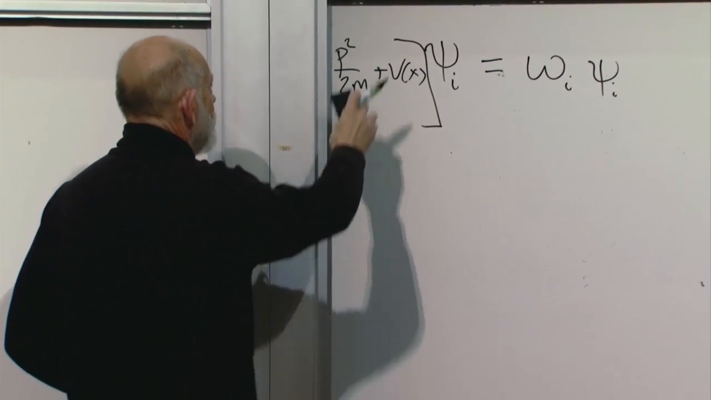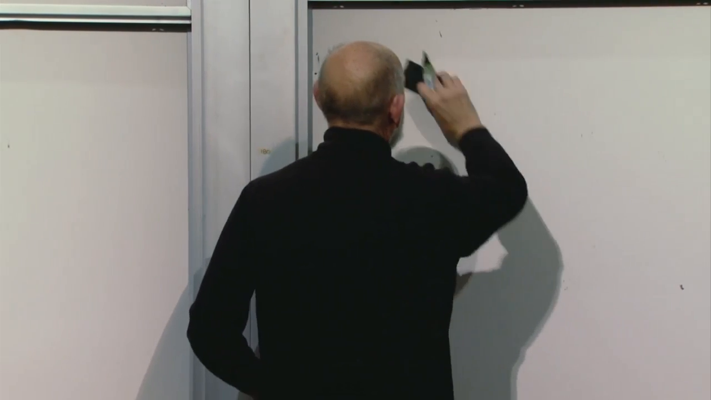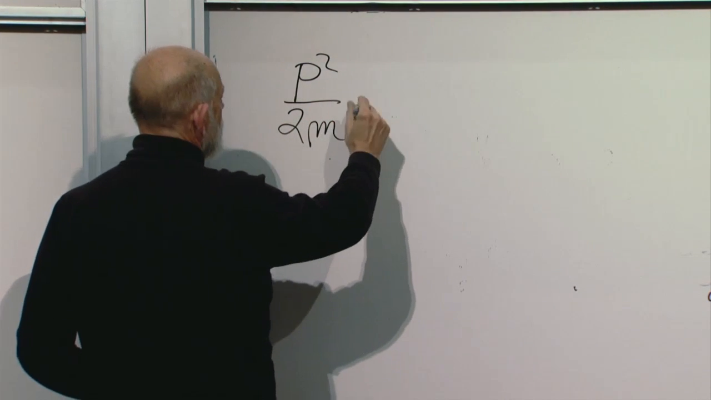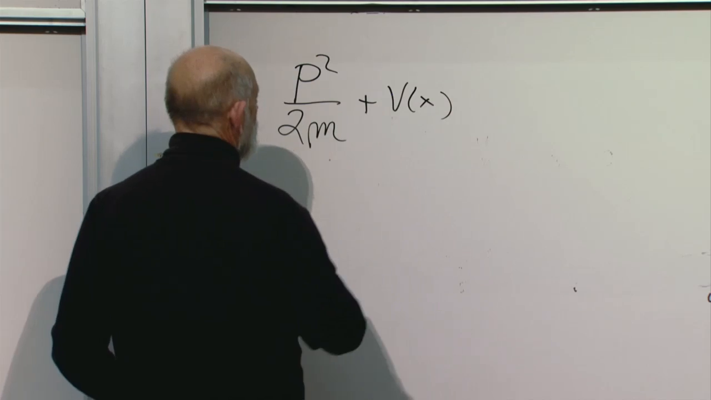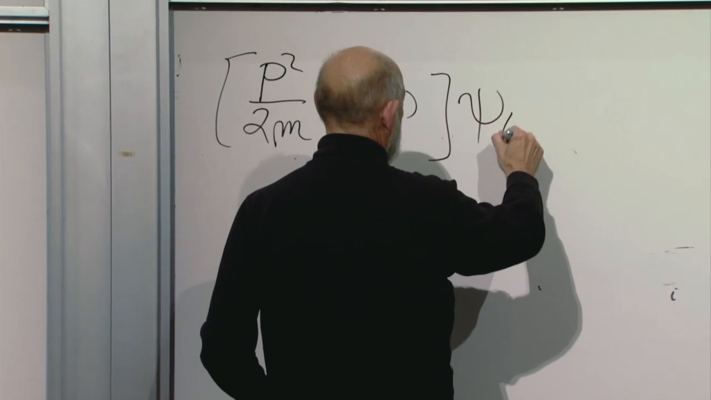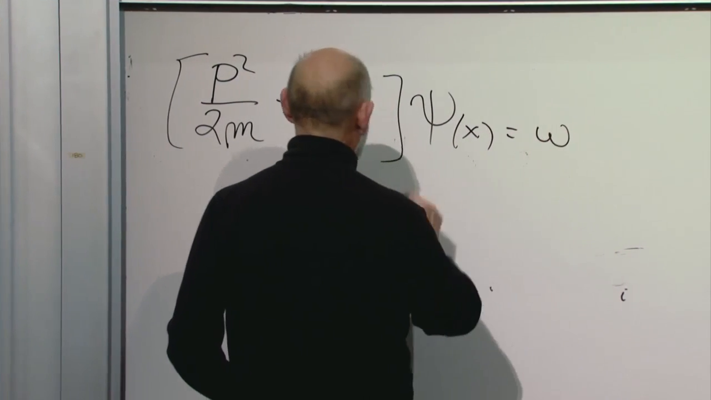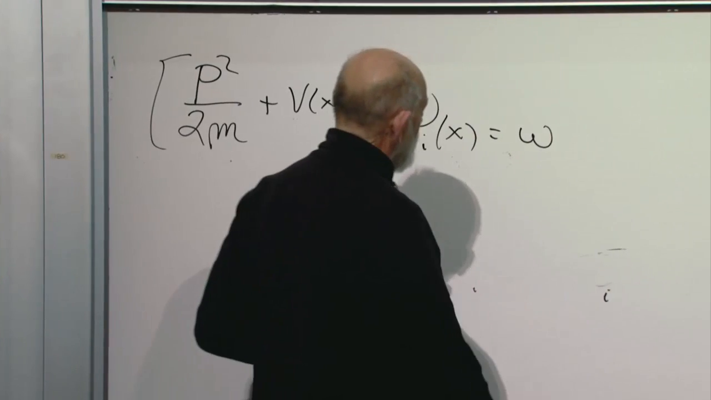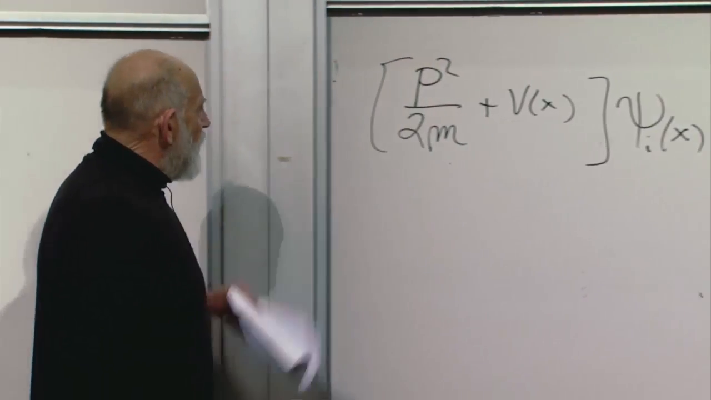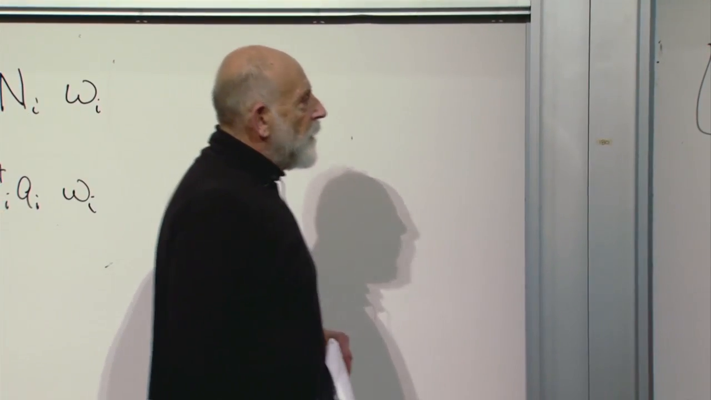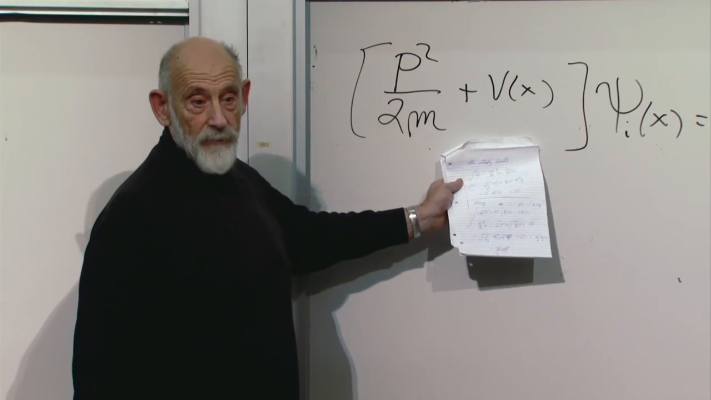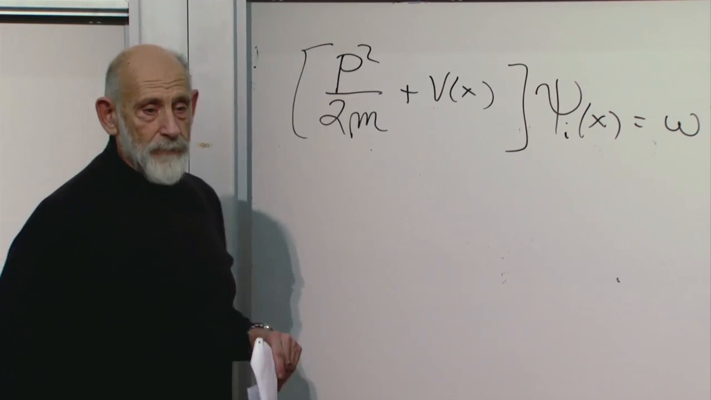Let me write it a little clearer. Multiplying psi of x equals omega I, and this is the ith psi of x. The ith energy level is omega I psi I of x. Now, this is an odd thing here. What do I mean by p squared over 2m? We know what v of x times psi of x means. That just means multiply psi of x by v of x, where v is some potential energy. But what does this thing mean? P squared over 2m.